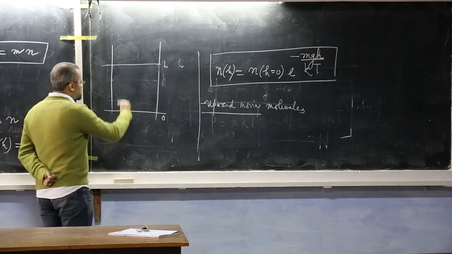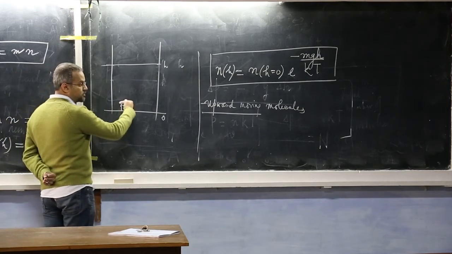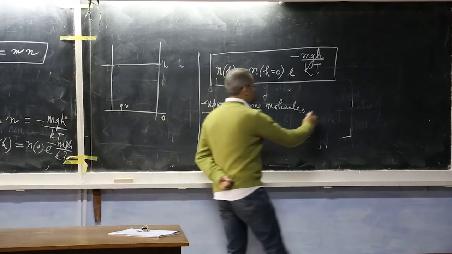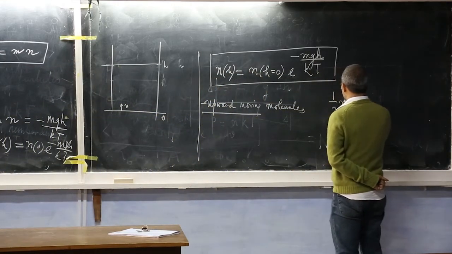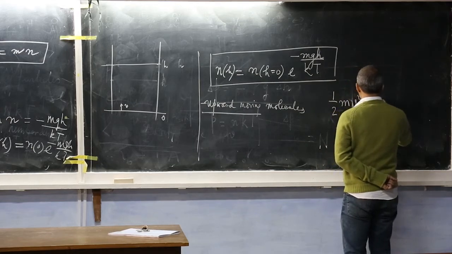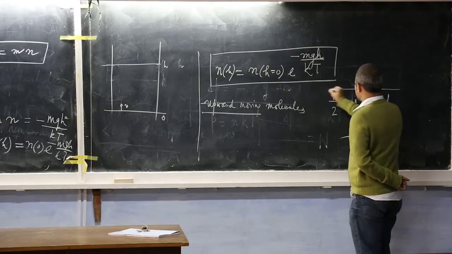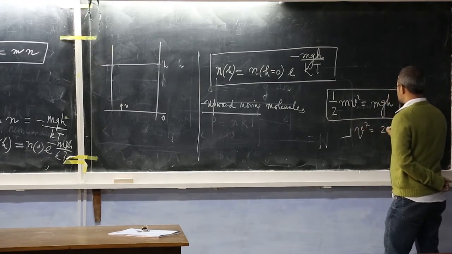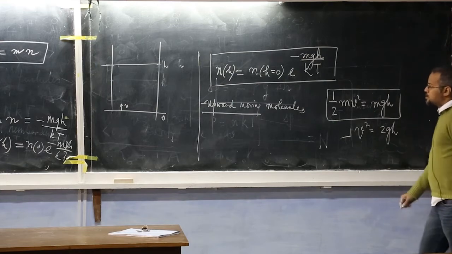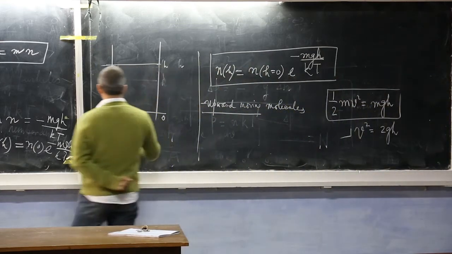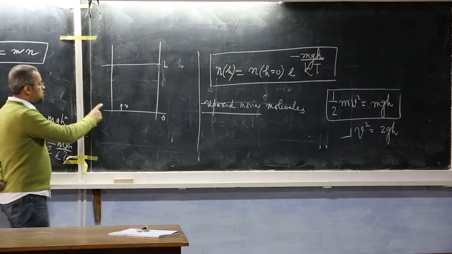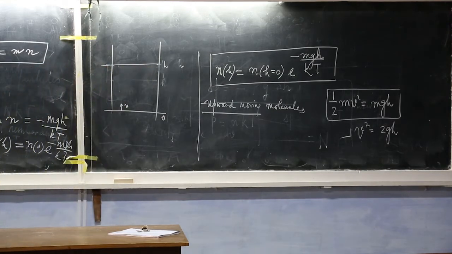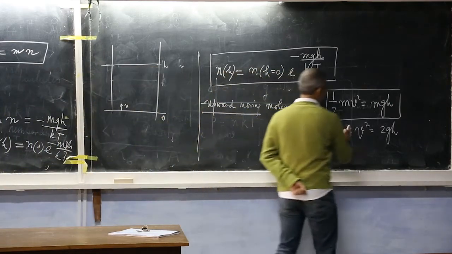So, if the molecule which is moving with velocity v over here has to reach this height h, you immediately know from conservation of energy that half mv squared should equal mgh, or v squared equals 2gh. So, for a given velocity v upwards, a molecule can go up to h, satisfying this condition, v squared equals 2gh.